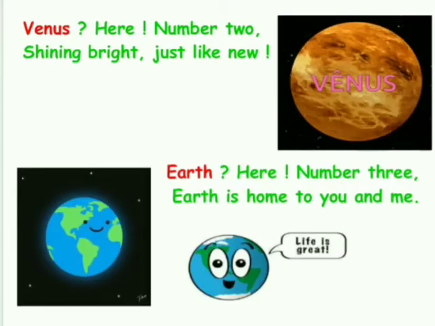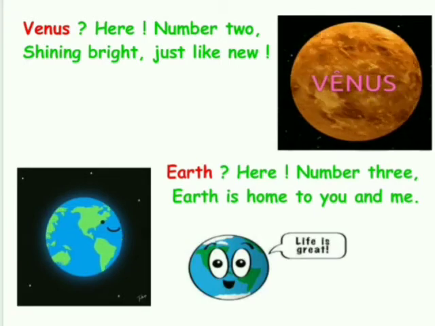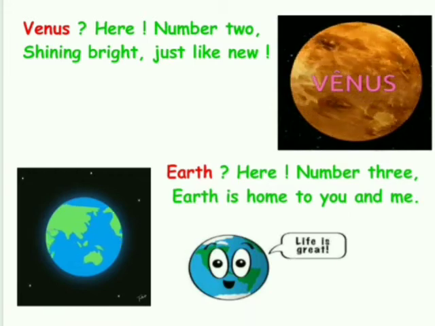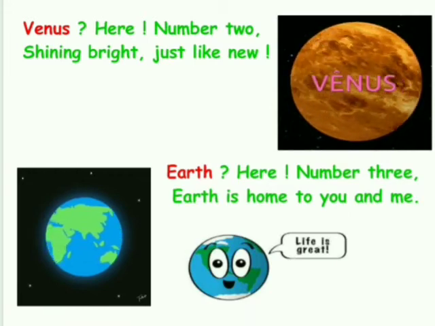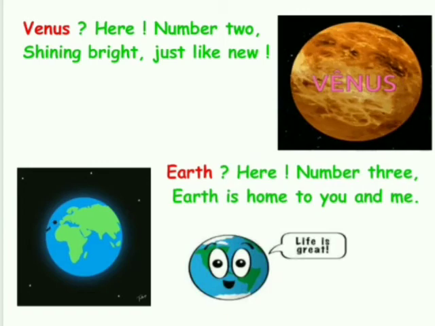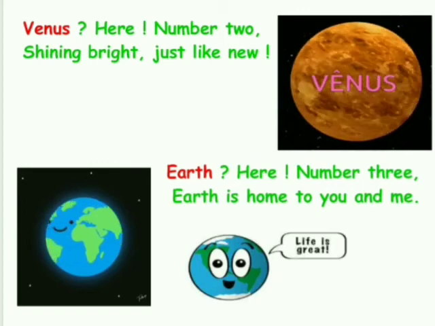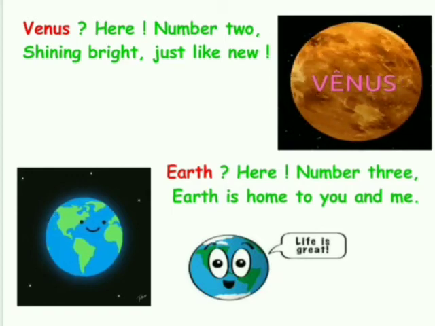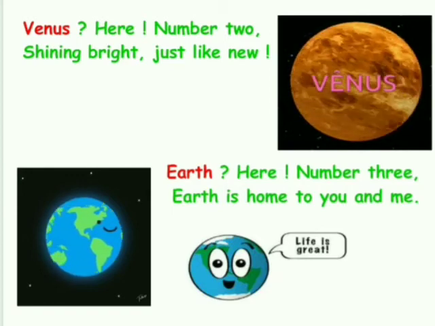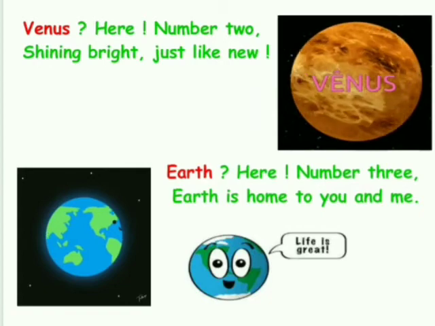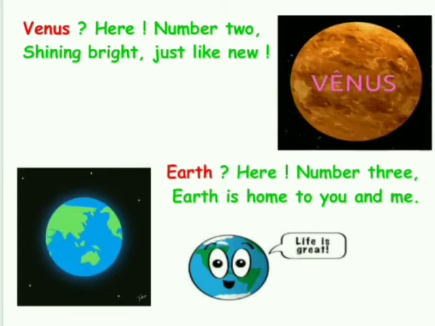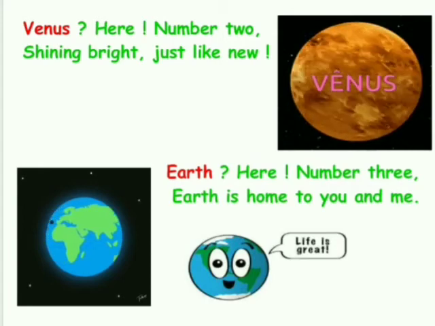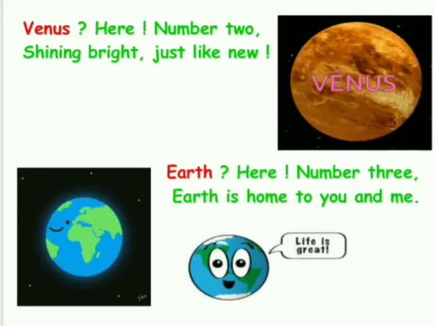Venus here, number 2, shining bright just like new. Venus is the second planet from the Sun. It is nearly as big as the Earth. Venus is the brightest planet in the solar system, and it is so bright that it can often be seen after sunset or before sunrise as the brightest object in the sky other than moon.